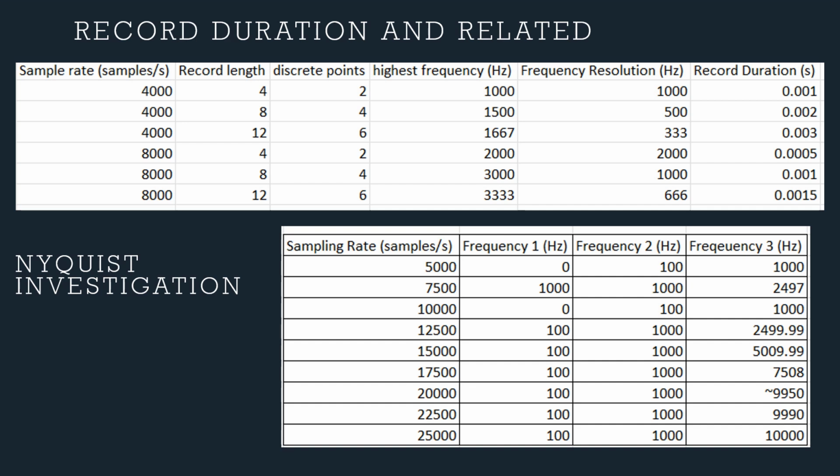Then we went on to the Nyquist investigation, where we could see that only at about 2 times the highest frequency in the signal, which was 10,000 Hz, we get almost a clean signal, where we can see at 20,000 Hz sampling rate, we can get a perfect reading for frequency 1, frequency 2, and almost perfect for frequency 3. Only at an even higher sampling rate, 25,000 Hz, we were able to get a perfect reading for all of them.